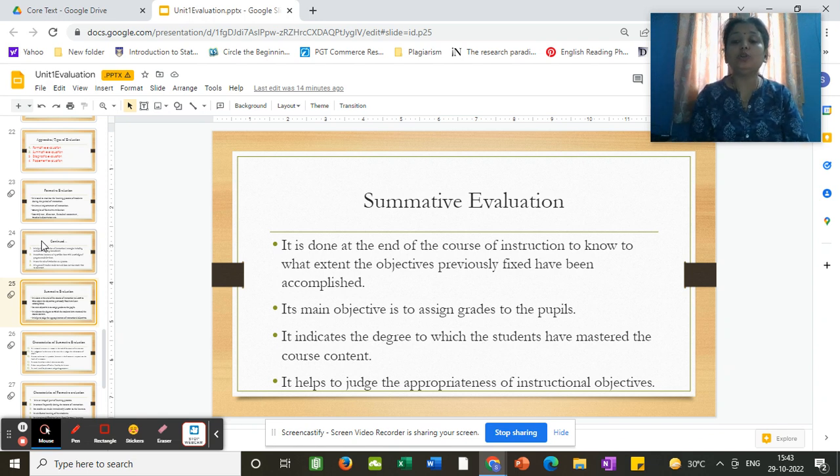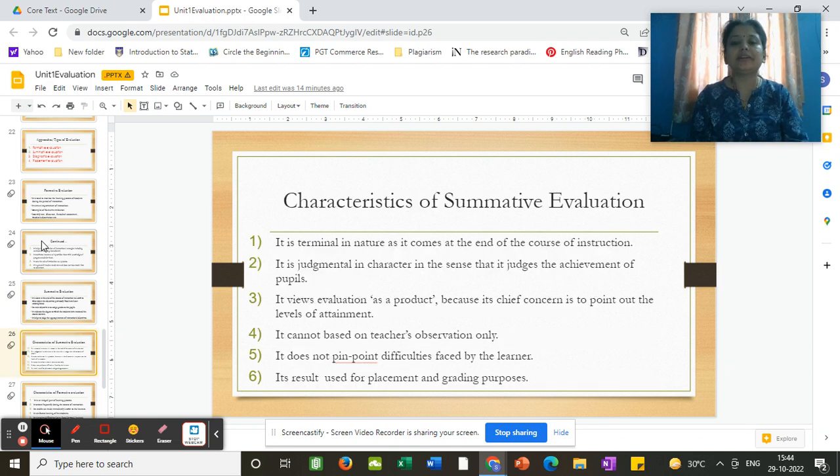So, more importantly, it indicates the degree to which the students have mastered the course content, how much they have attained the skill. It helps to judge the appropriateness of instructional objectives exactly being measured by this type of test or evaluation, summative evaluation. Here are certain characteristics of summative evaluation.